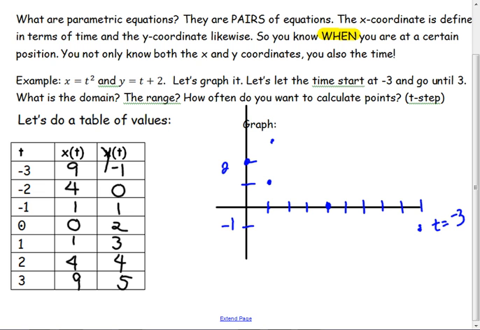At x of 4, I'm at 4, and at x of 9, I'm at 5. So what's this doing? You're seeing the motion here. It's a parabola on its side. It is not a function.